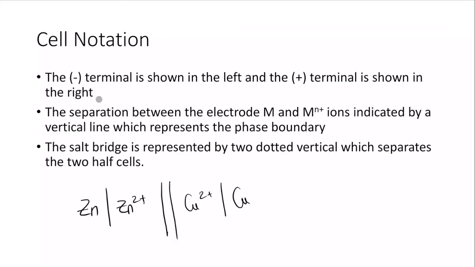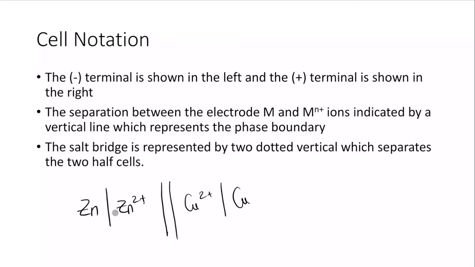I started with the negative terminal. Our negative terminal in this case is Zn, and the negative terminal is on the left. The positive terminal is shown on the right. The positive terminal, or the cathode, is copper. Here, the negative terminal is Zn.